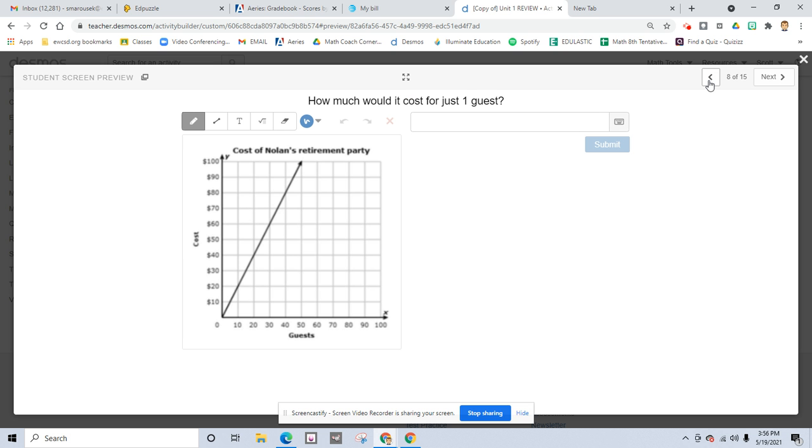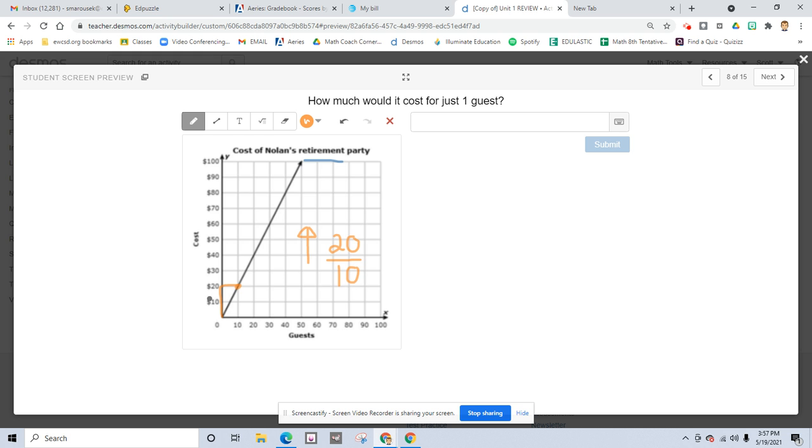All right, this one's interesting. How much would it cost for just one guest to go? This is a retirement party, okay? How much would it cost for one guest to go? Well, this is rising and running. So what's my slope here? That's important to find first. Rising 20, we're rising 20. Do you guys see that? You got to be able to interpret graphs. You don't have to write anything down for this one. Rising 20, running 10.